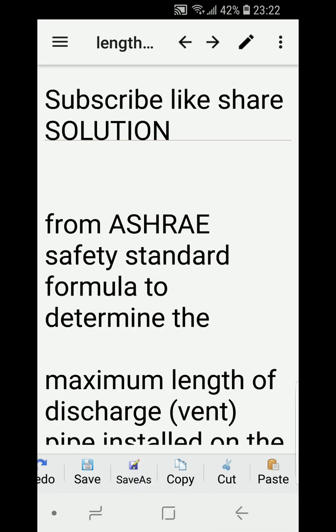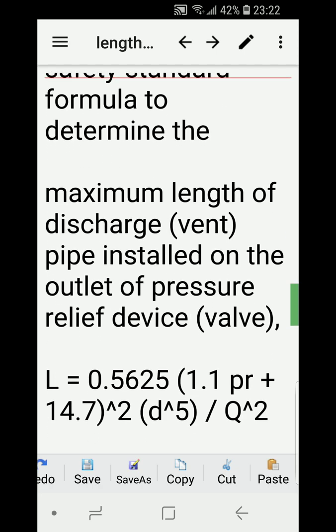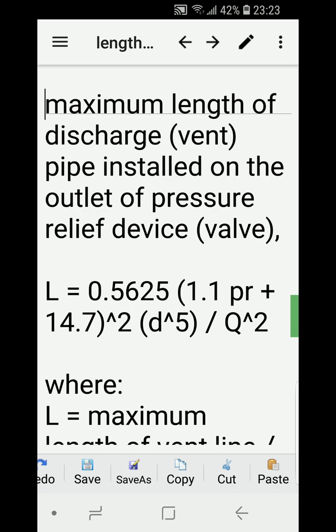And we're back to the solution. From the ASHRAE safety standard formula to determine the maximum length of discharge or vent pipe installed on the outlet of a pressure relief device or valve. Here's the formula.